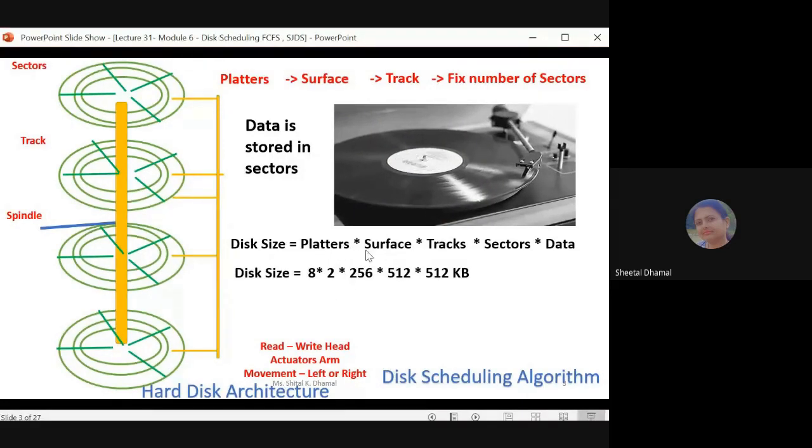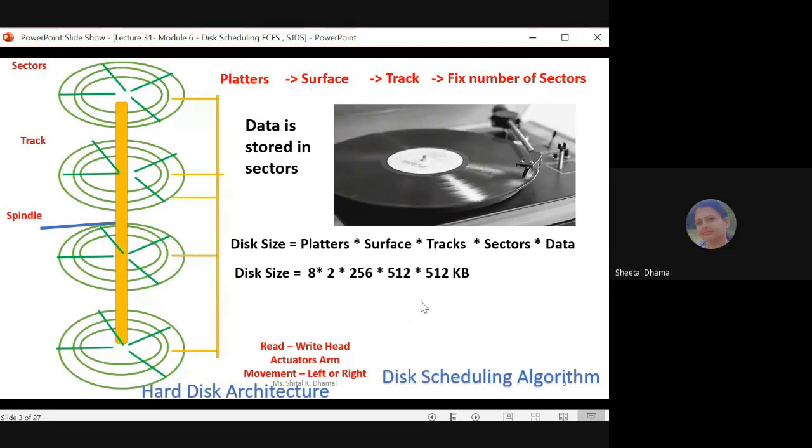Okay, so here data is saved on the upper surface as well as the lower surface. That's why here we are considering 2. So 8 platters are there, and 2 surfaces for each platter. Suppose on each platter 256 tracks are there, and each track is divided into 512 sectors.